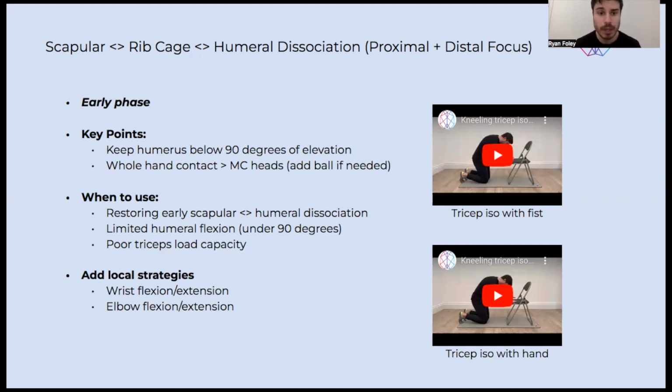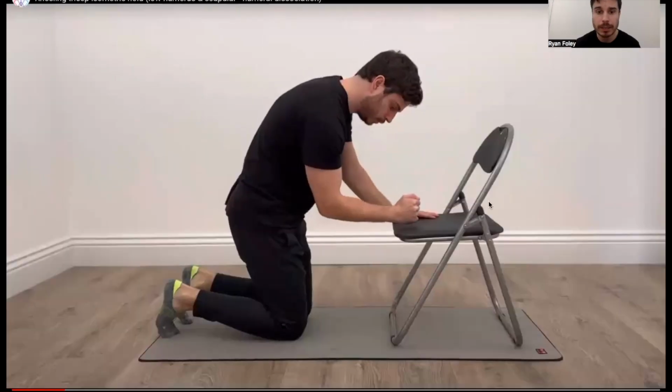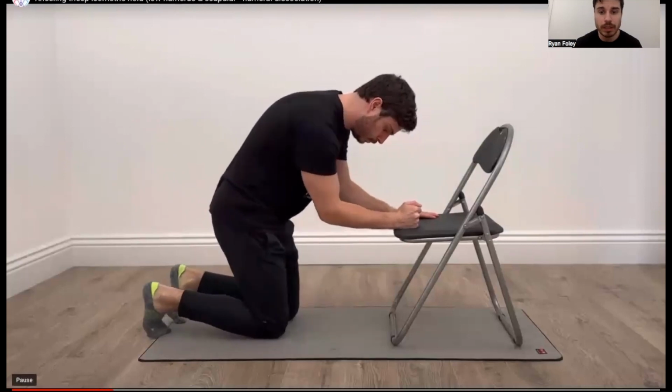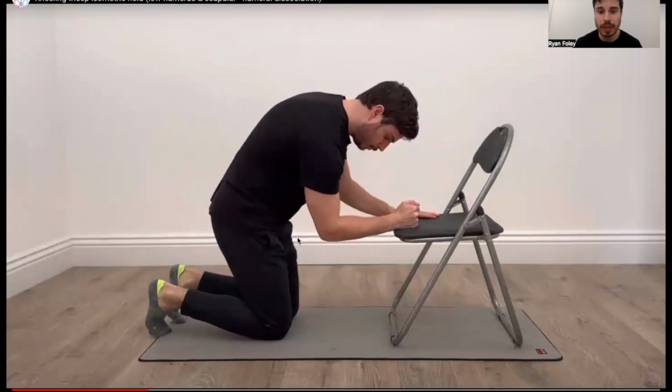Okay, so we're going to show you some strategies that we can use to get some load into the triceps here while maintaining that proximal dissociation. So I'll bring it up on the full screen here. So this is just a tall kneeling strategy with the chair in front that gives us the capacity to unload these tissues on the posterior rib cage, get load through scapular protraction, and then get load through the triceps via forearm extension, via the fist.